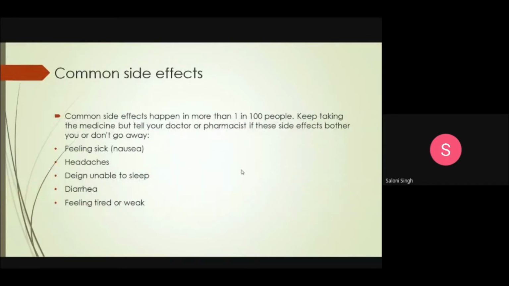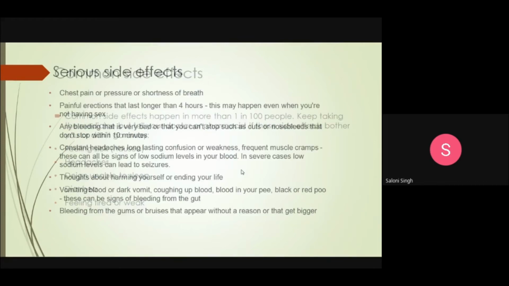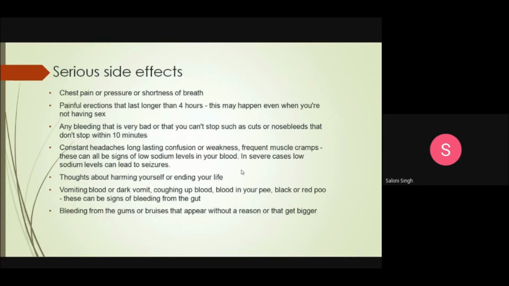This drug has many side effects. As we know, everything has one good side and one bad side. These are the common side effects of paroxetine: you feel sick, headache, insomnia, diarrhea, feeling tired, like you are not able to do anything, and you don't sleep properly. You should take it under prescription. This drug is given under prescription. Don't use it without a prescription because it will be very harmful.